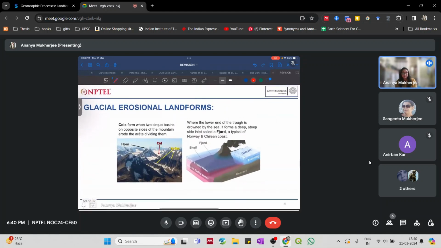Then obviously you have another feature called col. This is if two cirques are eroding because of the glacier's movement. After a certain time the arete between them, the boundary between them, also gets eroded, and that is when a col is formed. So the two cirques come together and form a col.